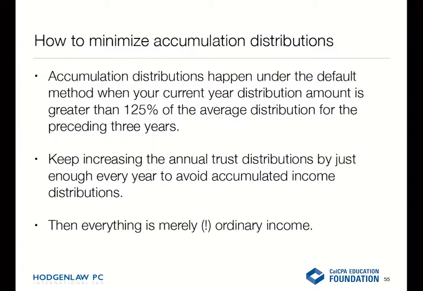These happen under the default method when the current year distribution amount is greater than 125% of the average distribution for the preceding 3 years. So what you can do is keep increasing the annual trust distributions by just enough every year to avoid the accumulated income distributions. Then everything is simply ordinary income, and that's great. It's not really great, but sort of the lesser of two evils.